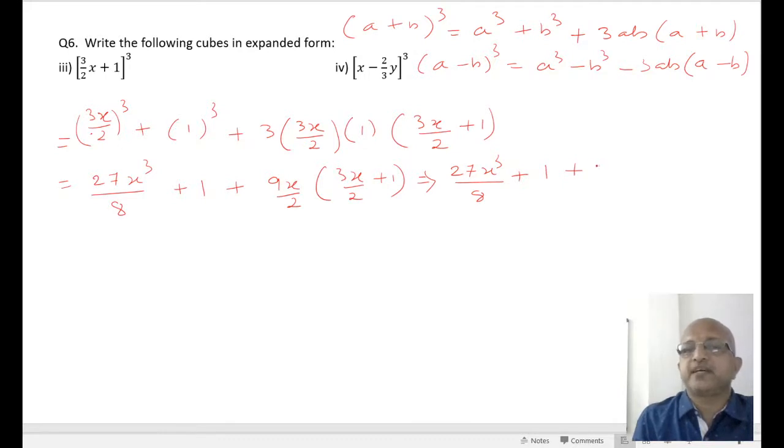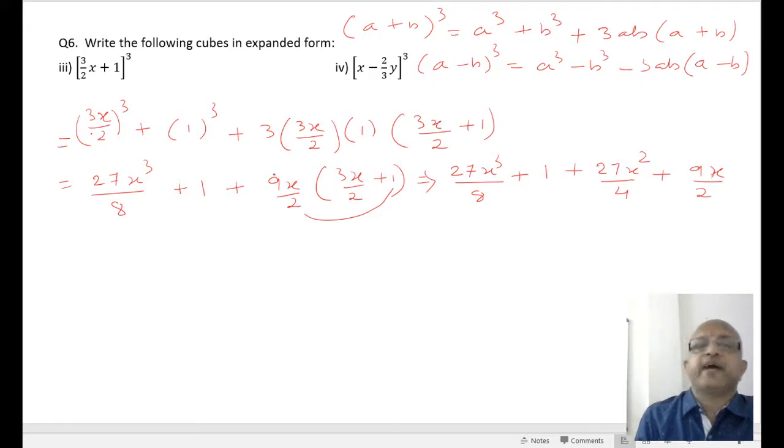So 9 3s are 27. X into x, x square. And 2 into 2, 4. Now multiply this with the 1. So that means we will have 9x by 2. So this is the expanded form of cubic polynomial, cubic identity, right?